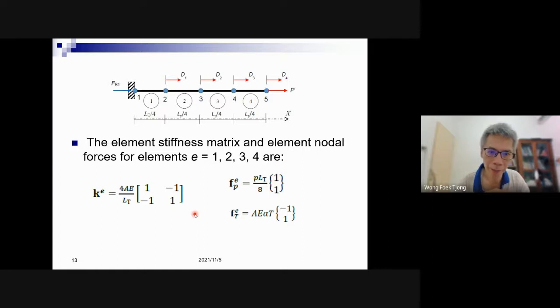The next step is to compute the stiffness matrix for each element, for elements 1, 2, 3, and 4. Because the elements have the same properties, A, the corresponding area, E, and also the same length, we can compute just one time. The stiffness matrix for each element is AE divided by LT over 4, which equals 4AE over LT. Any questions up to this point? This stiffness matrix is applicable for elements 1 to 4.